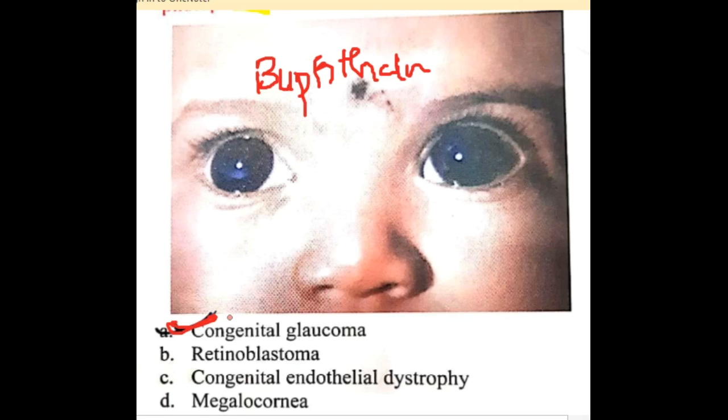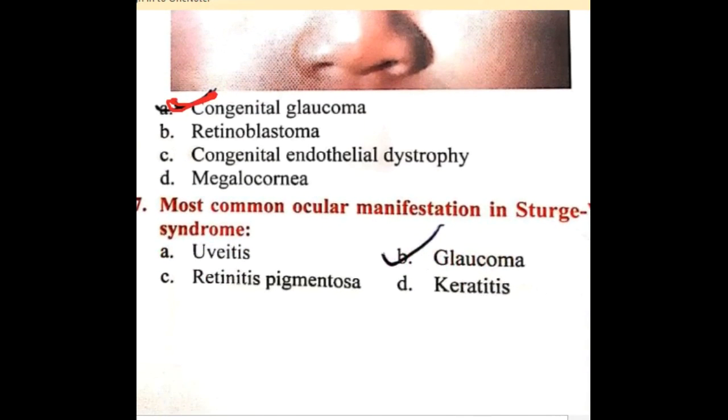Here the eye is enlarged, the cornea swells and even the eye swells. You will see a bigger eye. Blue eyes are also seen. Next question. The most common ocular manifestation in Sturge-Weber syndrome is glaucoma.